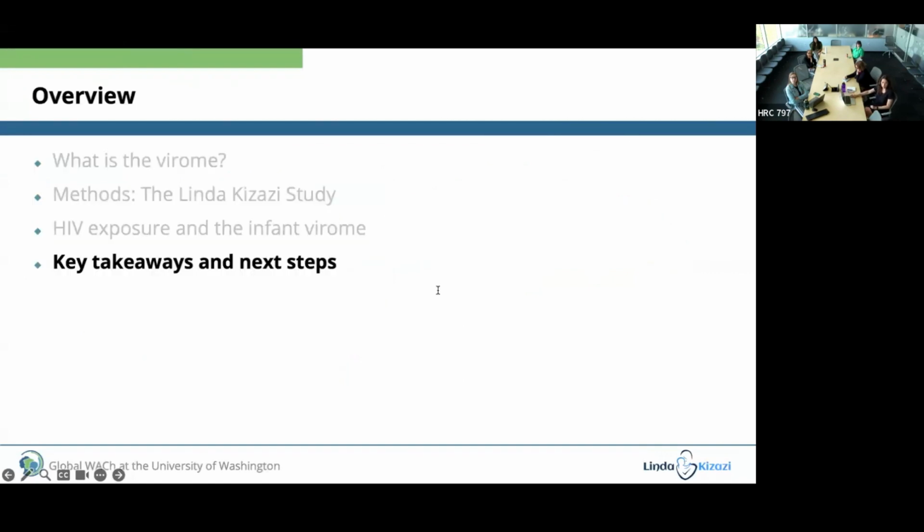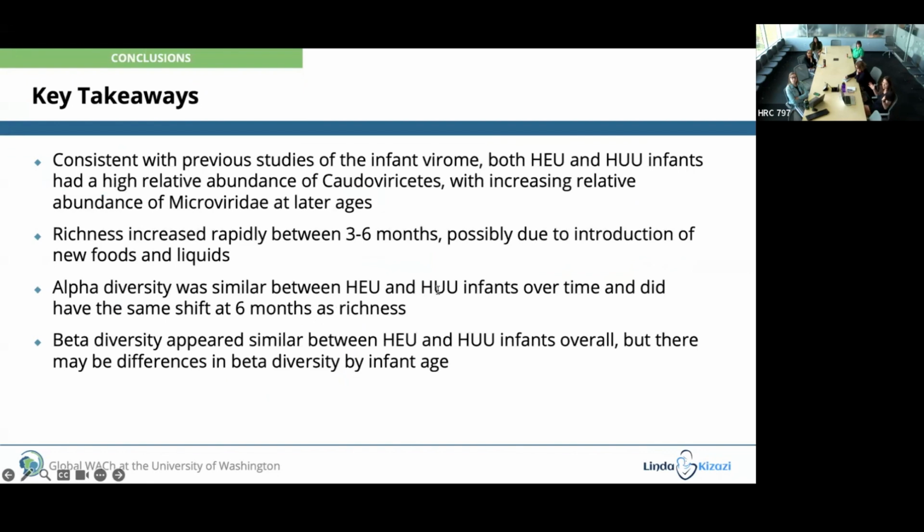Okay, so key takeaways. To summarize all that, we're seeing the viruses we expect to see at the times we expect to see them. We're seeing that really interesting jump in richness around 6 months, which we think might be due to new foods and liquids. But we're not seeing that in the alpha diversity. There seems to be similarity over time, and also the same with the beta diversity when looking at HU versus HUU.